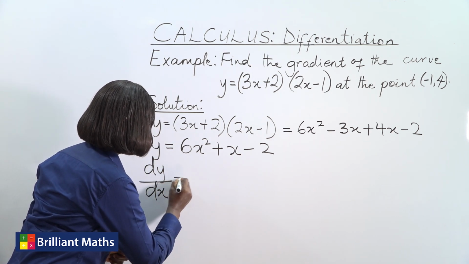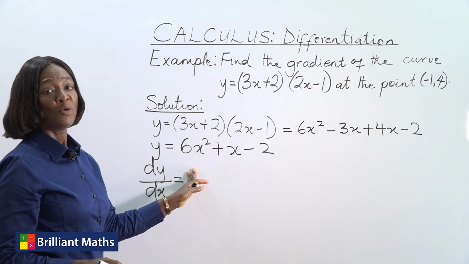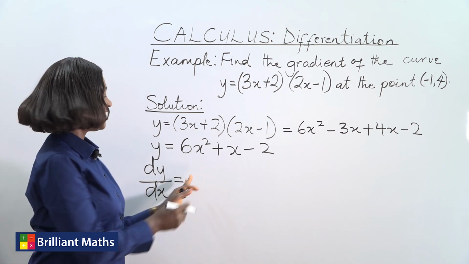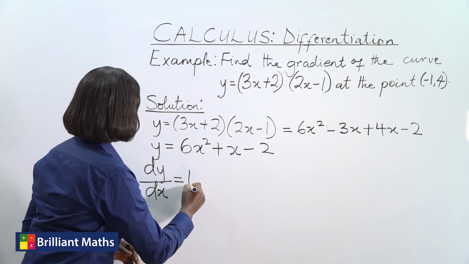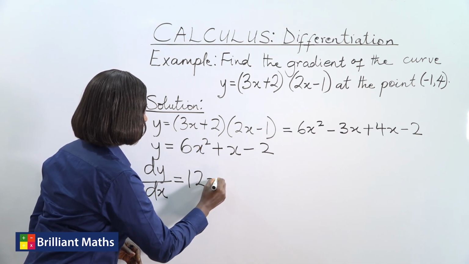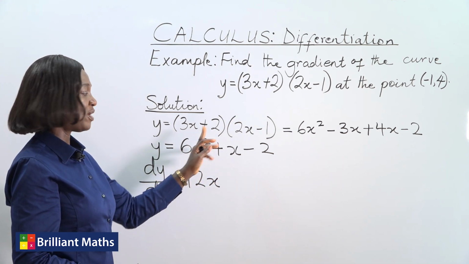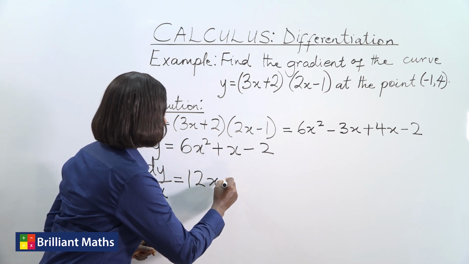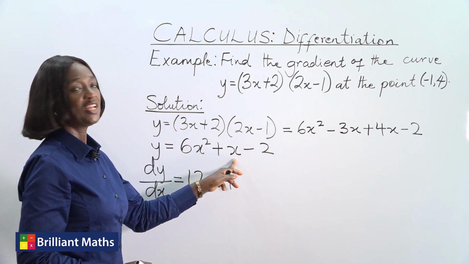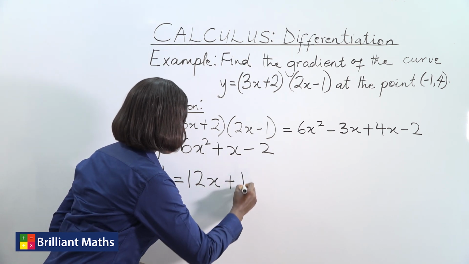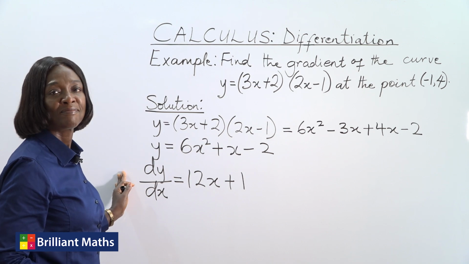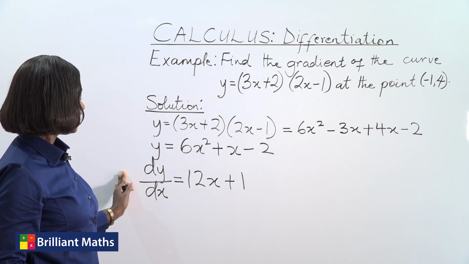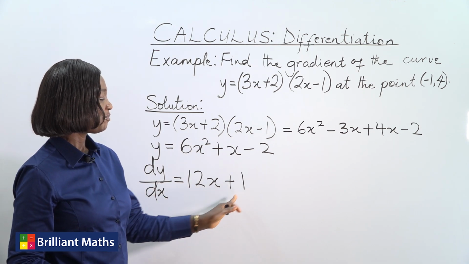dy/dx is equal to, we all know how to differentiate, right? So 6 times 2, 12. The power of x reduces by 1. 2 minus 1, and then we have 1. Plus, if you differentiate x, you get 1. So our gradient, dy/dx, is equal to 12x + 1.